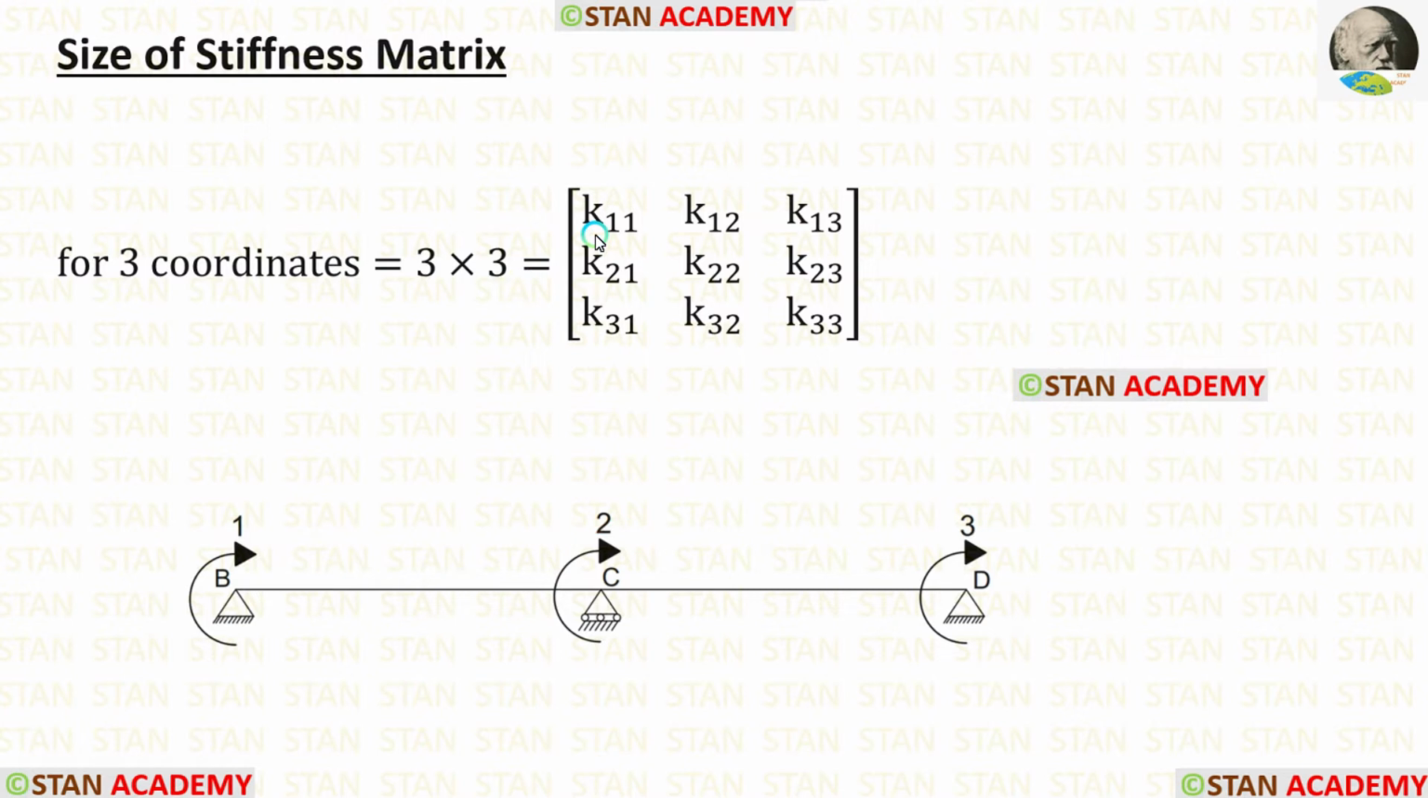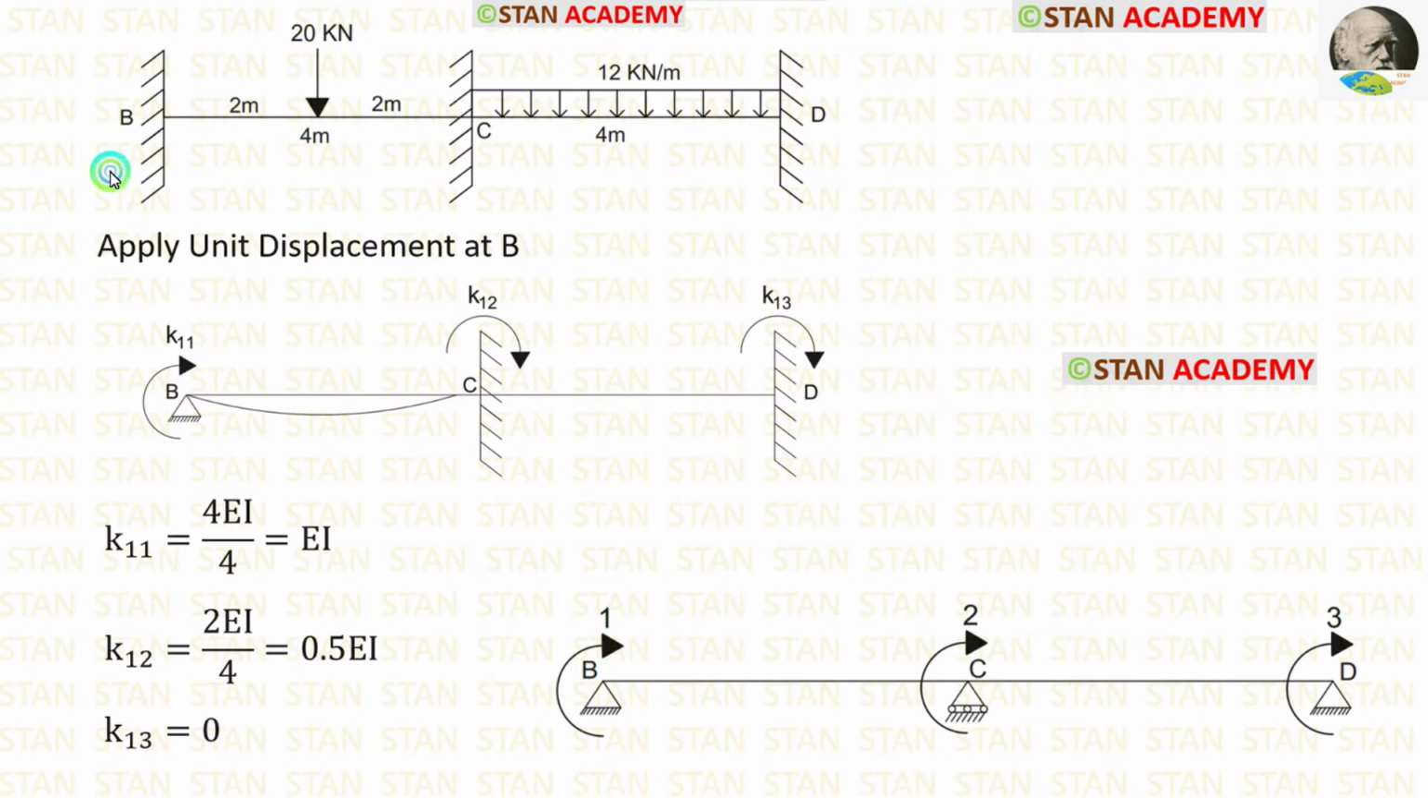In the stiffness matrix, now let us calculate the first row. For that, we have to apply unit displacement in the first coordinate. In the point B, there is a fixed support, but when we apply unit displacement, it is no longer a fixed support, it becomes a hinged support. Because in the fixed support, there will be no displacement.